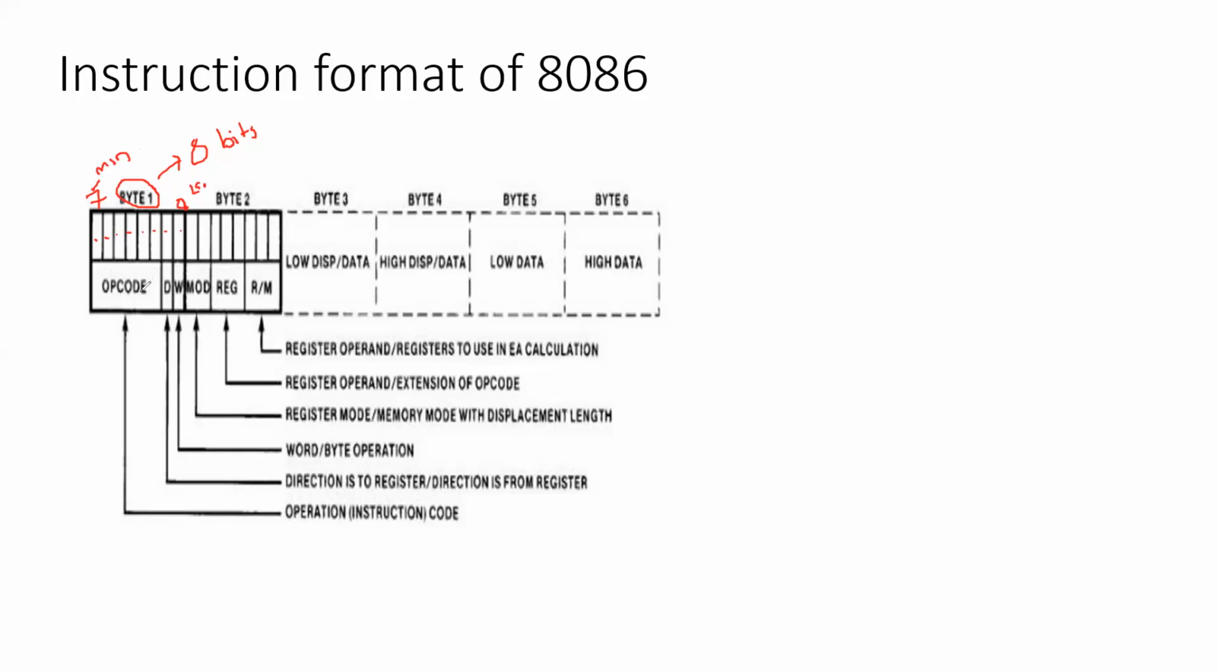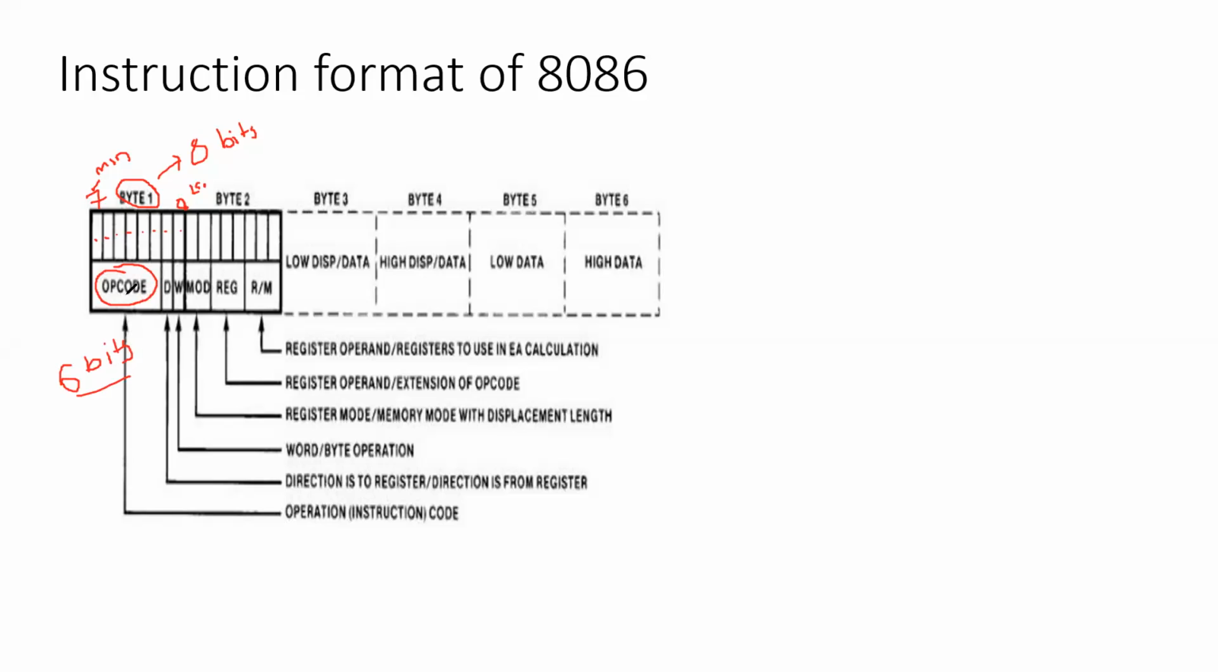Byte 1 will always indicate the opcode. In the opcode also, not all the bits are used. If you count the number of bits here, it takes D2 to D7. That means almost 6 bits it is consuming.